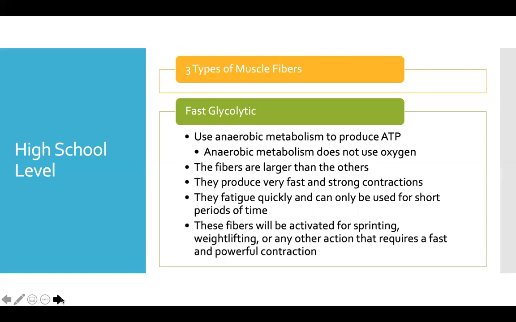The last type of muscle fiber is fast glycolytic. These use only anaerobic metabolism to produce ATP. Anaerobic metabolism does not use oxygen. The fibers are larger than others, and they produce very fast and strong contractions. They fatigue very quickly and can only be used for a short period of time. These fibers will be activated for sprinting, weightlifting, or any other action that requires a very fast and powerful contraction.